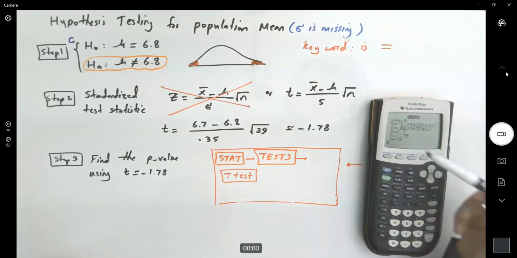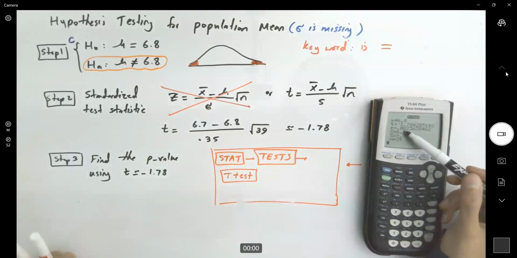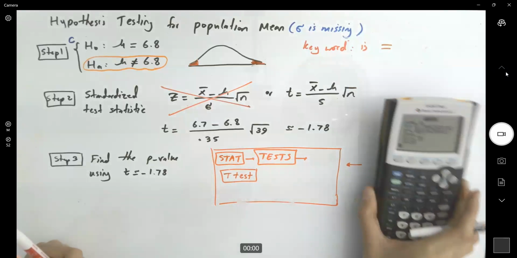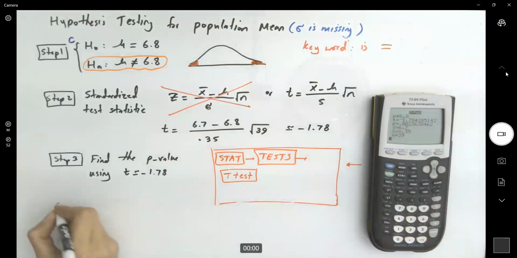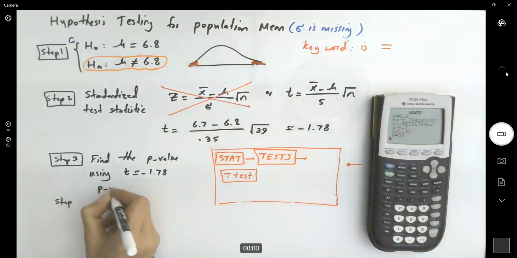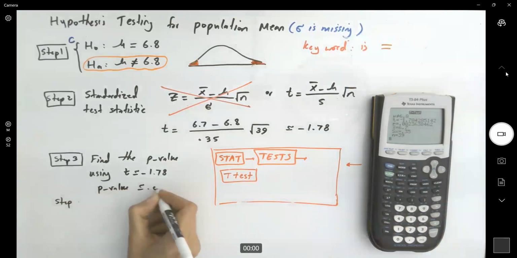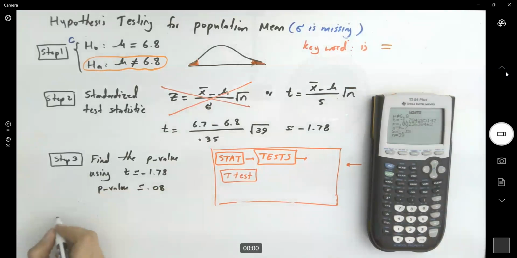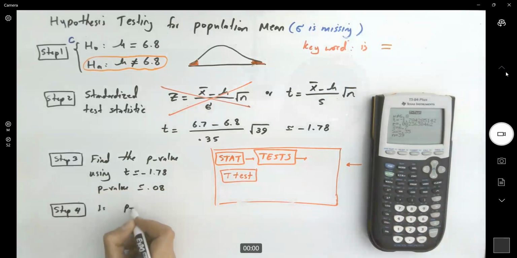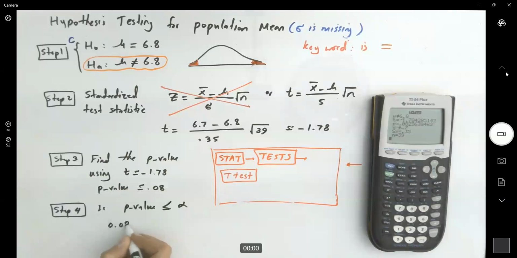Well, it says the p-value for you is about, is it 8%? Yes, the p-value is about 8%. So in the last step, your job is to compare p-value and alpha. Is p-value less than or equal to alpha? What was our alpha? Alpha was 5%. P-value is 8%, which is larger than 5%. So p-value is not less than or equal to alpha.